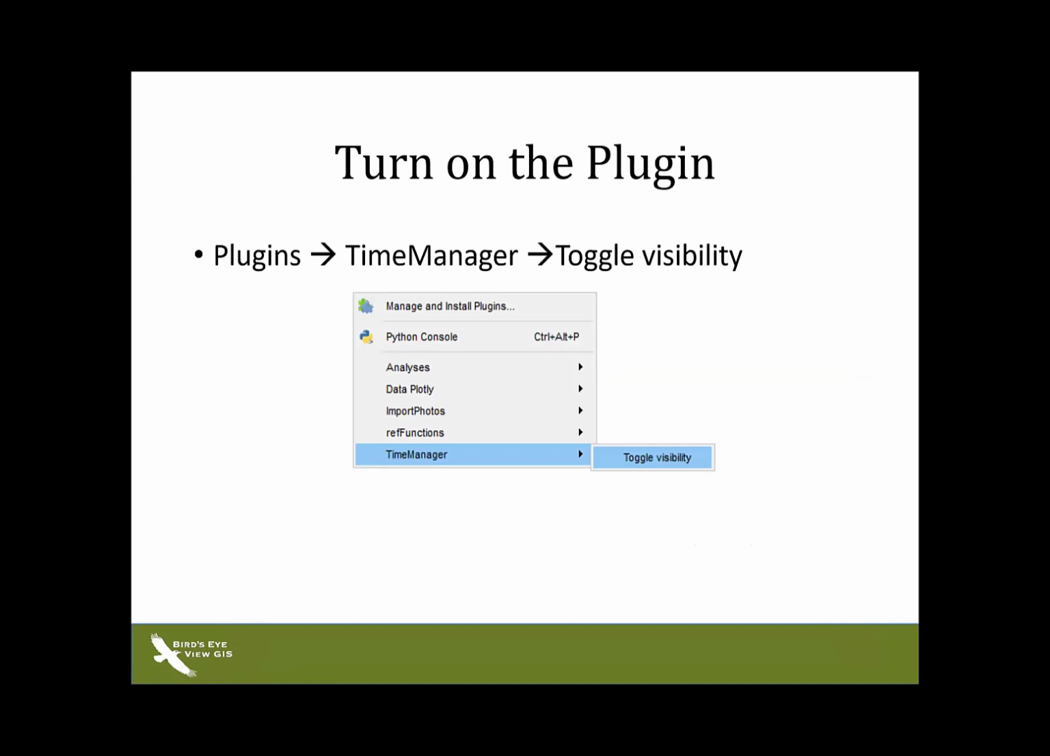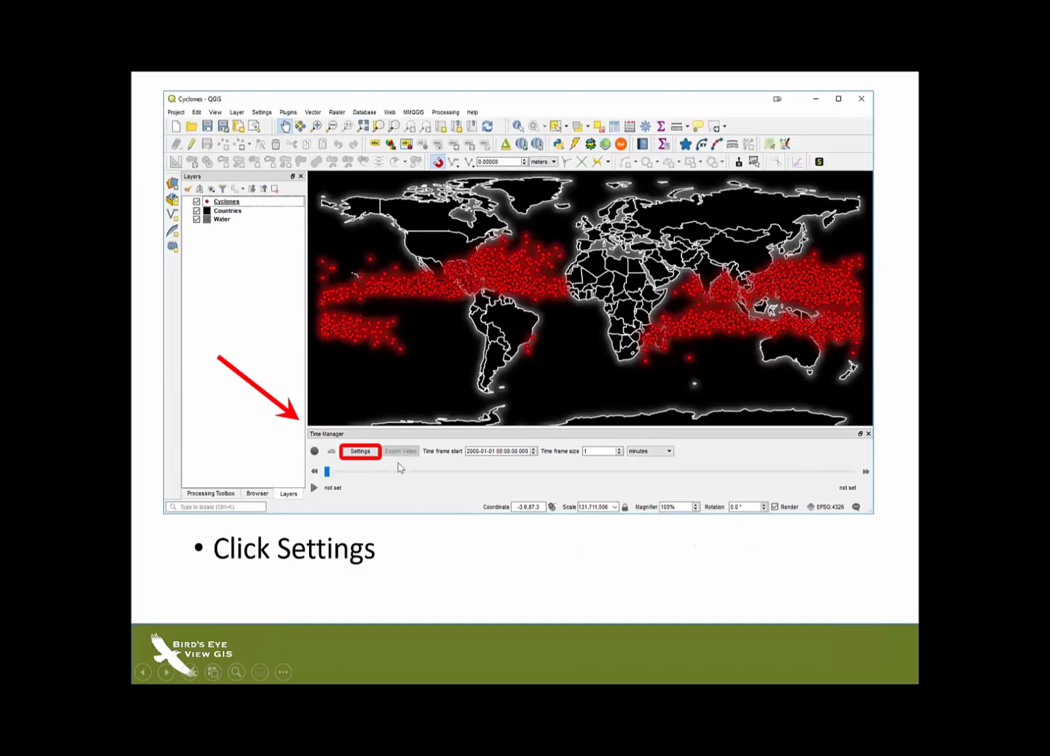So once you get Time Manager installed, if it doesn't open up automatically, you can go to the plugins menu and you'll see an entry for Time Manager, and you can just select that and choose toggle visibility. And it's going to open up a panel across the bottom, kind of in the same place Crayfish was. So in fact, you probably want to close the Crayfish panel because you don't need two big panels across the bottom right now. We're done with Crayfish for the time being, so we just want Time Manager up there. So we have our map with all of our cyclone points, and we have Time Manager open. And so what we're going to do is click the Settings button.